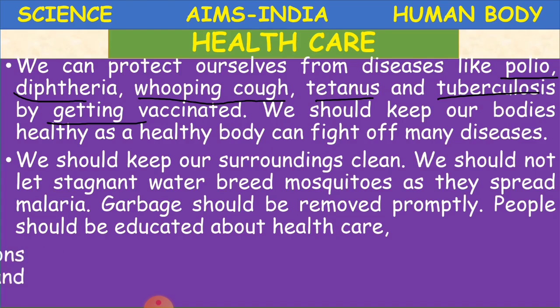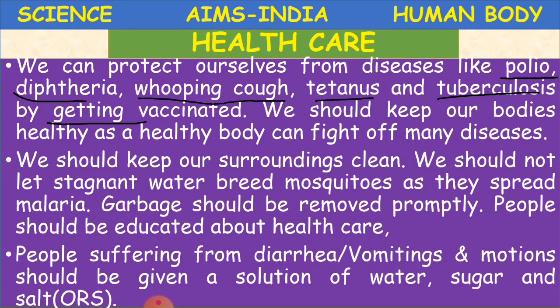Clear, children? Yes. And now, people suffering from diarrhea or vomitings and motions should be given a solution of water, sugar and salt. Diarrhea is nothing but vomitings and motions simultaneously. So when such a condition is there, immediately what we have to do, children, is take a solution, that is ORS, water, sugar and salt. We have to mix sugar and salt in water and drink it, so that it gives us energy and stops the water loss in our body.